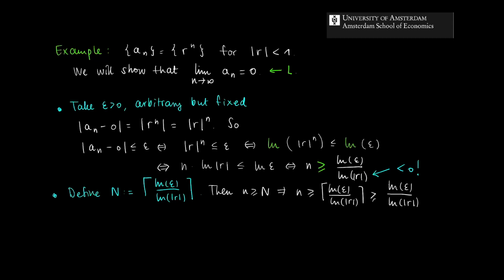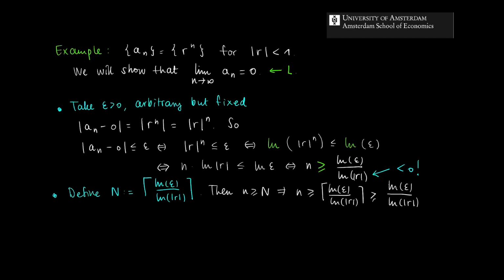And if we have that one, we can just follow the path back, right? So here we see a double implication sign. Here we see a double implication sign. So this statement here is equivalent in the end to the statement that an minus 0 is smaller equal than epsilon, right?